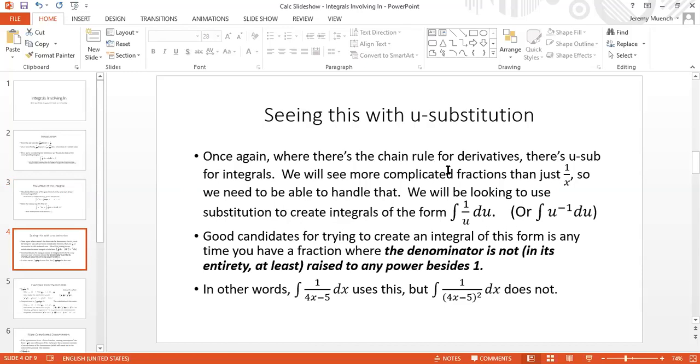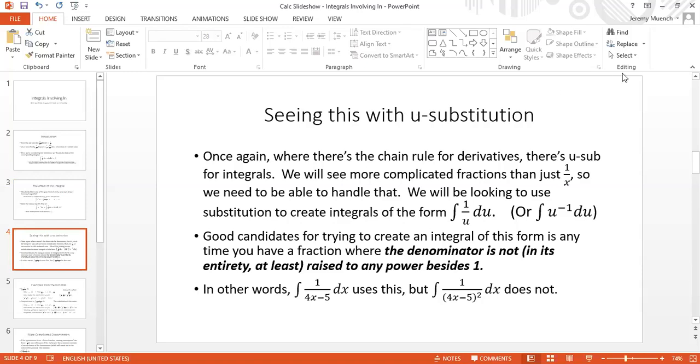So here, the good candidates for this, and this is what you want to look for. If you take anything away from the slideshow, take what's in bold print. The good candidates to look for are any time the denominator in some fraction in your integrand is not raised to any additional power. The denominator itself might have powers in it, like a denominator of x squared plus 2x. But the entirety of the denominator should not be raised to any power besides 1. If that's the case, this might be a reasonable candidate for a u substitution with the intent of creating an integral of the form 1 over u du.